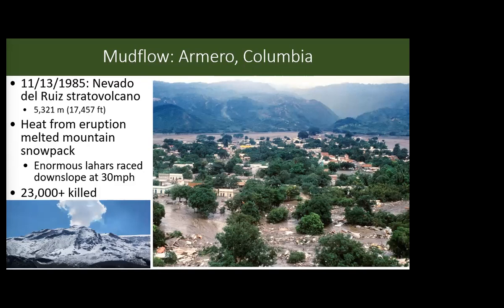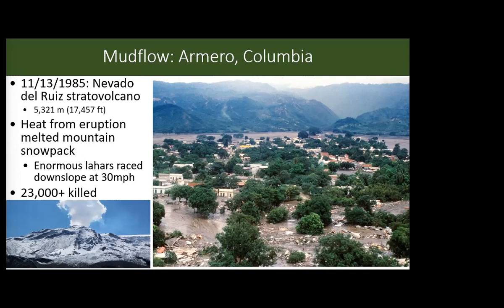So we get this massive amount of heat from the eruption, melting the mountain snowpack, and all of this races downhill. Everyone is living in the valley, of course, because that's where the land is flat. It's easy to build in flat areas. That's where people have always wanted to build, where they have to do less excavation. So it raced downhill, and imagine a wall of concrete, liquid concrete, just smashing into your house. It's going to take everything with it.